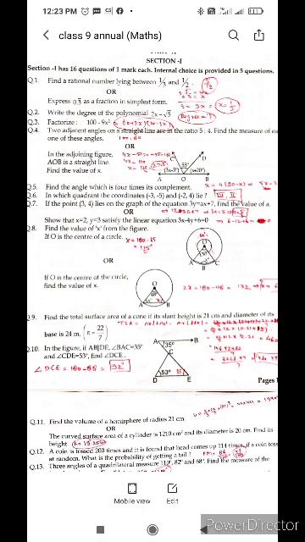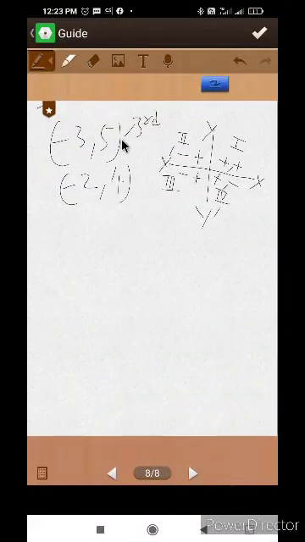So both will lie, first one is minus 3 comma minus 5. So x is negative. In the first, x is positive, y is positive; second, x is negative, y is positive; third, x is negative and y is also negative; and in case of the fourth one, x is positive and the y is negative.